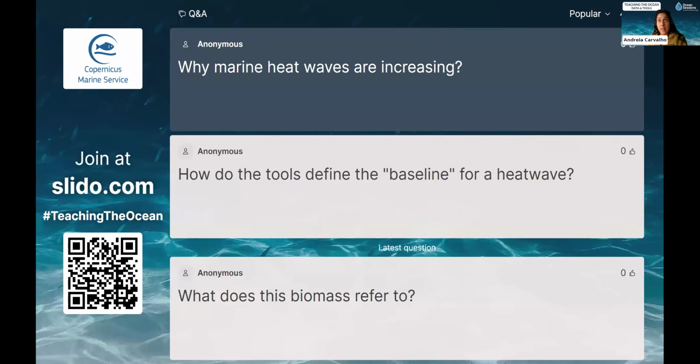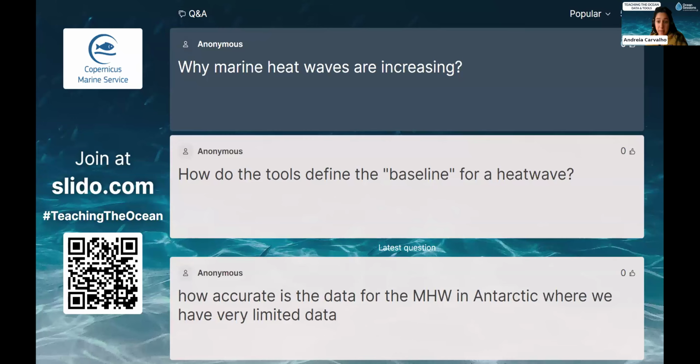Well, we know that the ocean is warming due to greenhouse gas emissions. So the Earth is warming, and the ocean is taking up most of that heat that is being trapped in the atmosphere. So most of it, so close to 90%. And so all this heat that is being trapped in the ocean is causing a lot of extreme events, including marine heat waves, for example. This is one of the reasons that we know, at least.